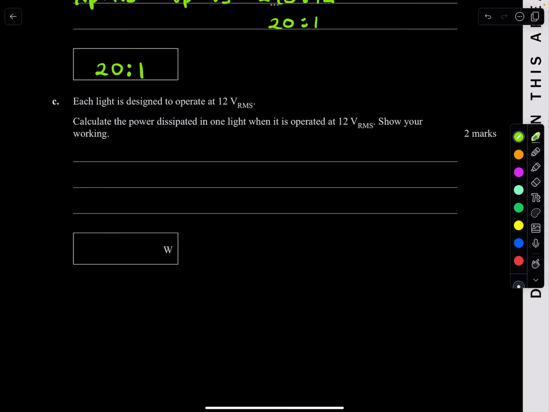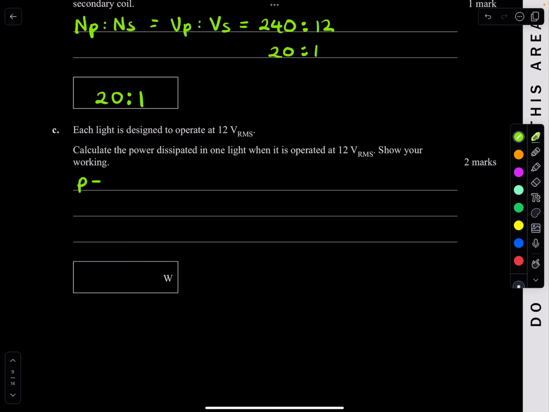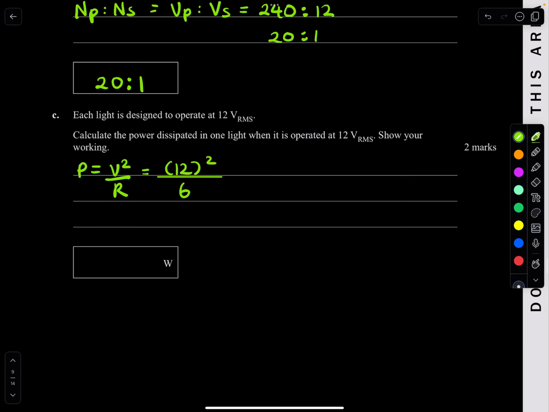C. Each light is designed to operate at 12 volts RMS. Calculate the power dissipated in one light when it's operated at 12 volts RMS. Show your working out. So we want the power. We're given the voltage, and we're also given the resistance, so we know that power is just V squared over R, one of our formulas. So our voltage is 12 squared over your resistance, which was 6, was it? Yep, 6 ohms. So let's do that. 12 squared over 6. That gives me 24 watts.